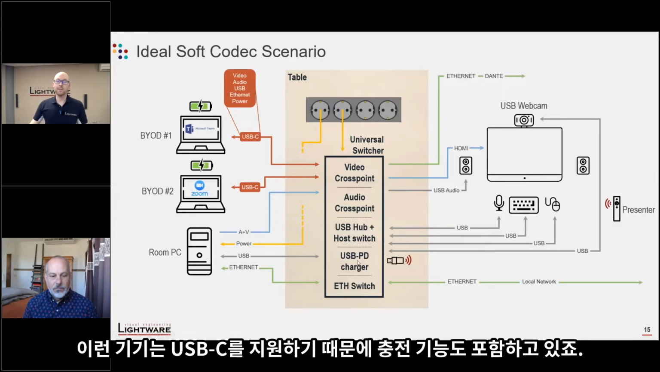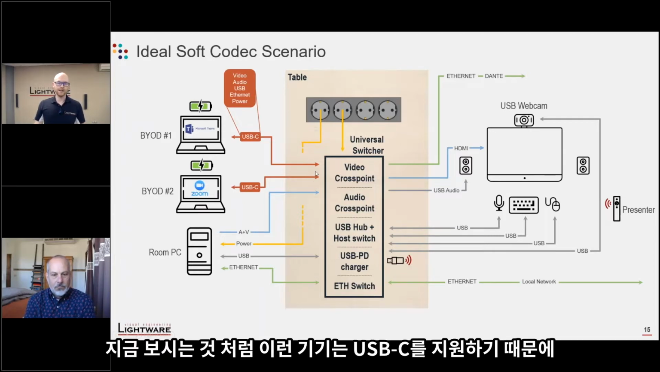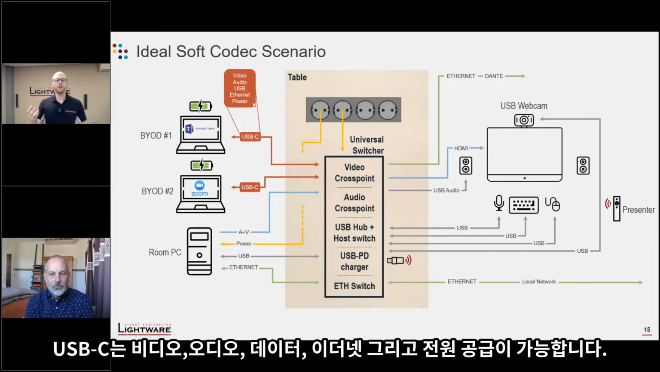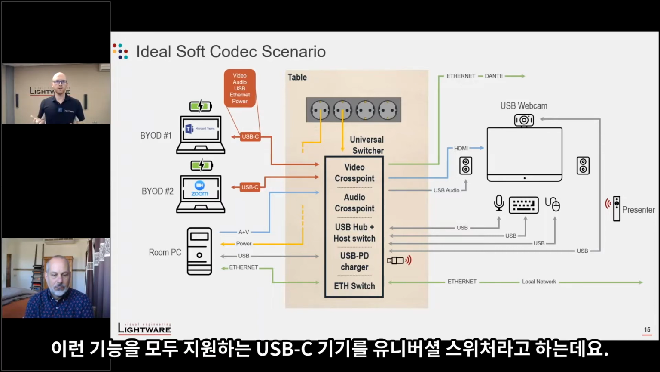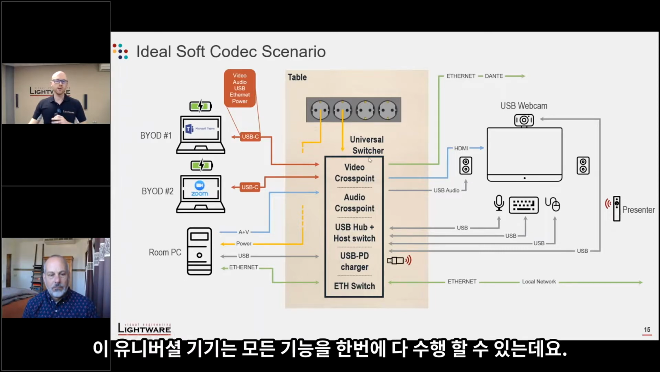Since it's a USB-C device, it might as well be a PD charger, a power delivery charger, and it can also have an Ethernet switch. So as I mentioned, this is a USB-C device, which uses USB-C to USB-C connection, and USB-C can carry video, audio, USB data, Ethernet, and power. So it's a very universal format. The USB-C is just a connector type. What circuits there are depends on the device you have. So this universal switcher handles everything in one box.